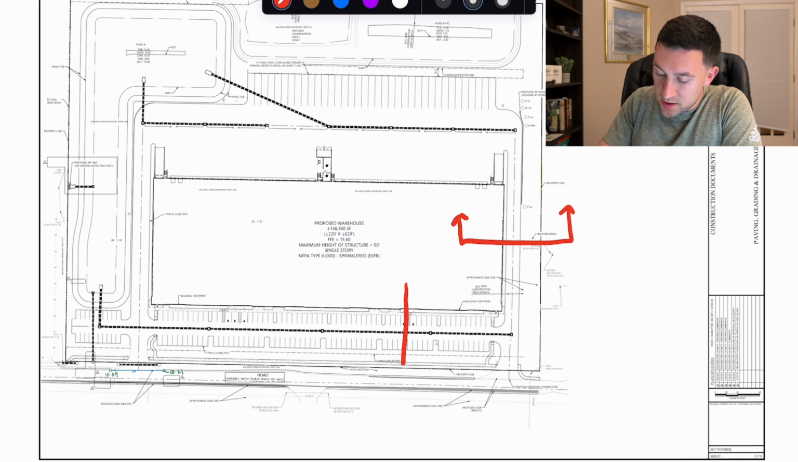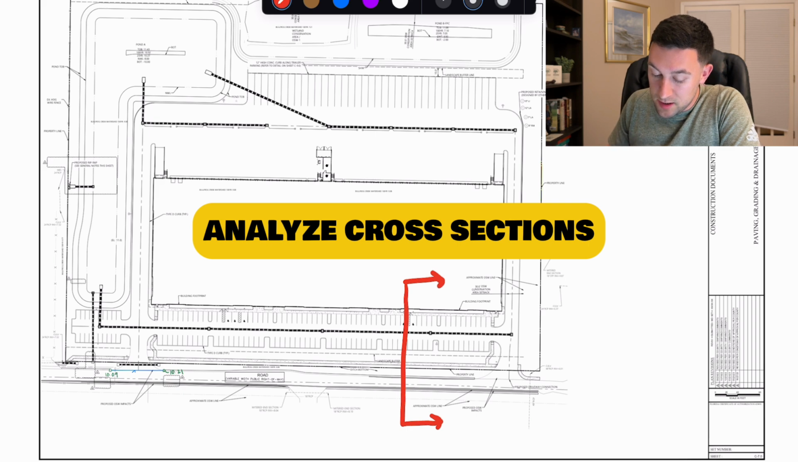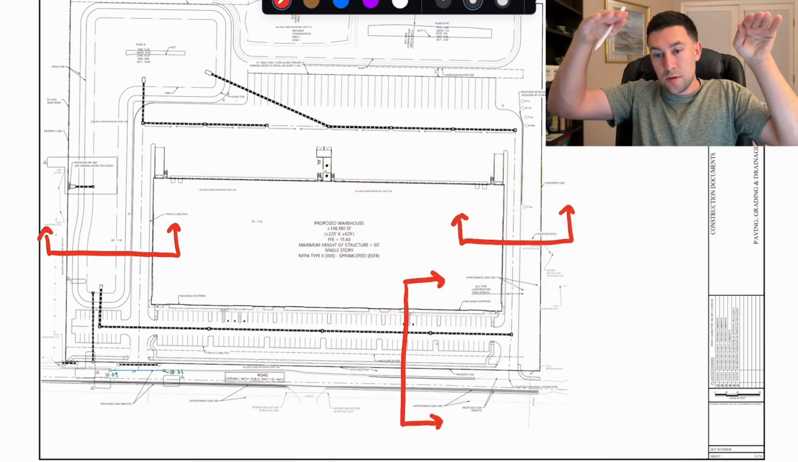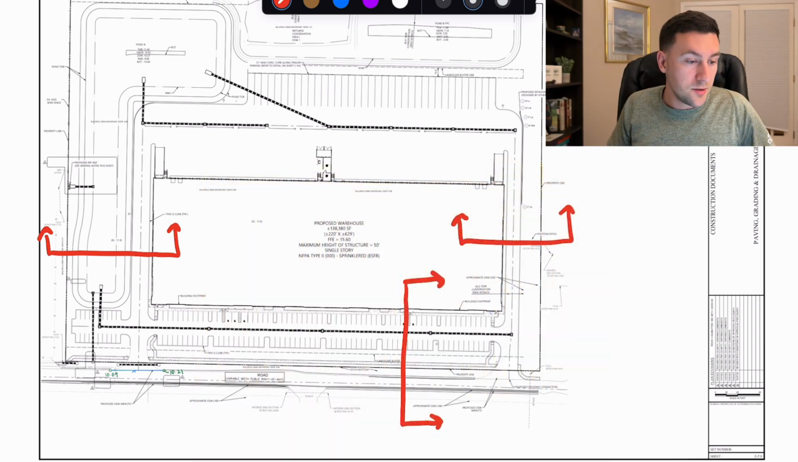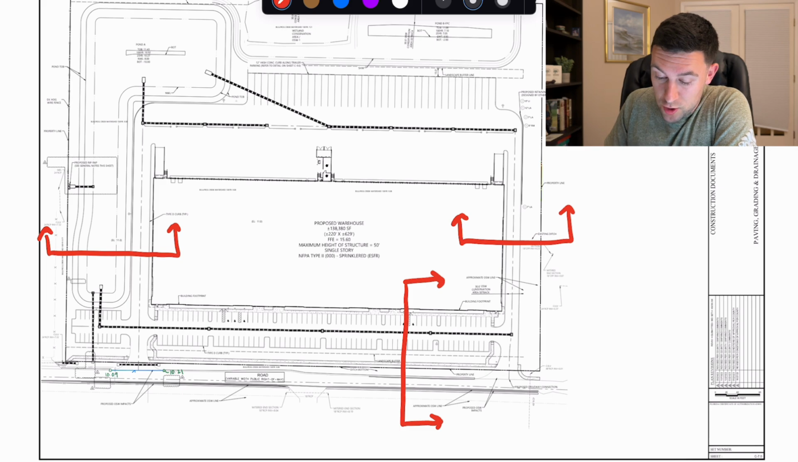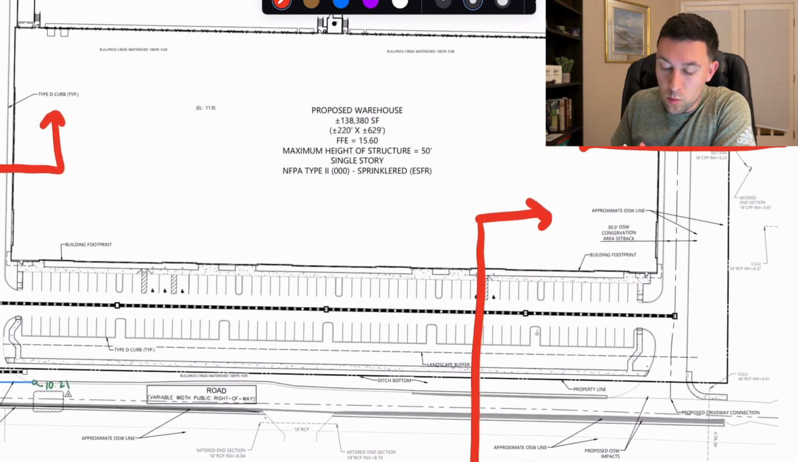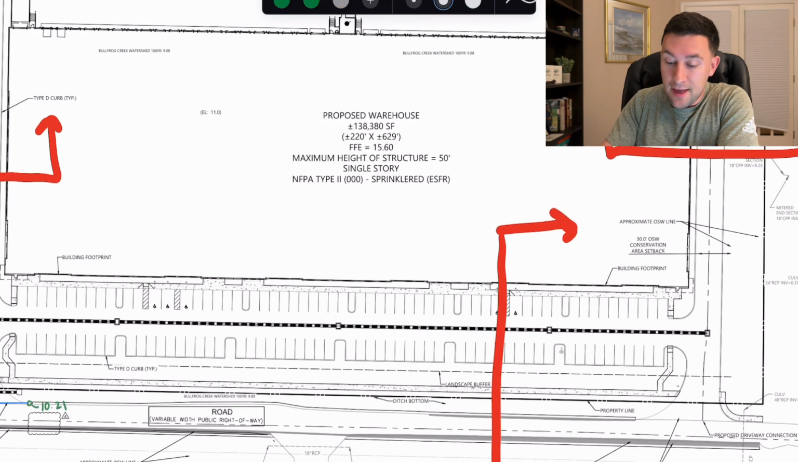So one of the first things that I like to do is start understanding these cross sections. These cross sections are really important because they help tell the story of the relationship between all of these grades. So one thing that we can actually start doing here is draw this cross section and just verify that we can catch our grading at the boundary.